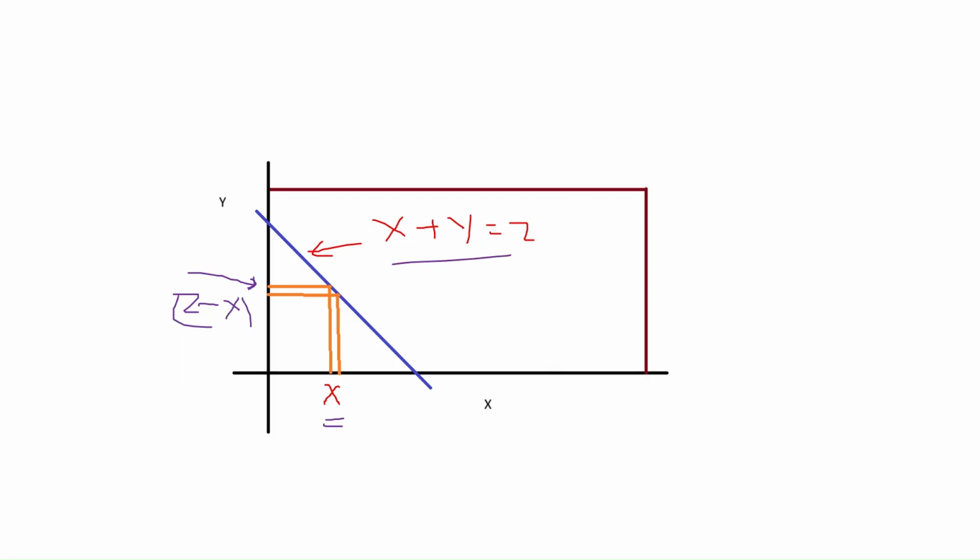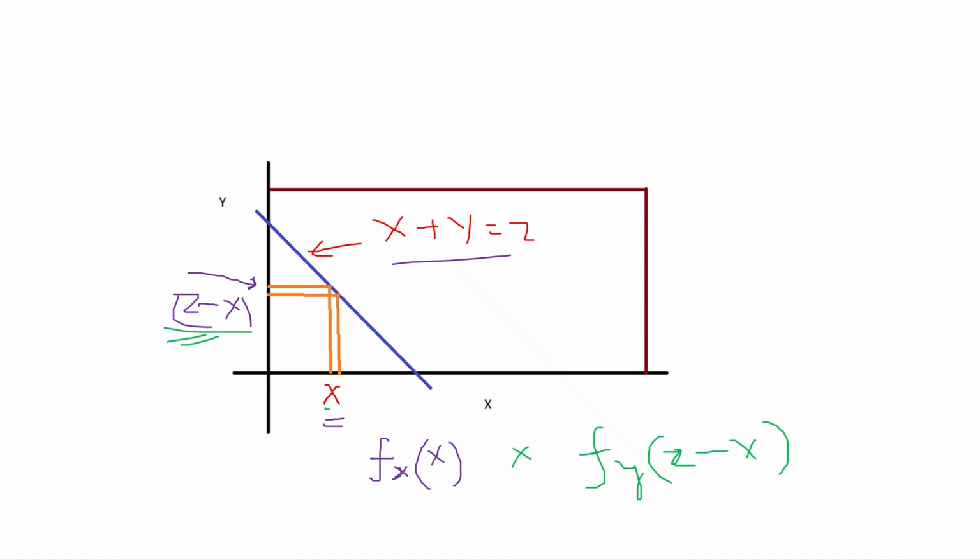Now our PDF for x was f of x. So what will be the PDF at this x? This would be f of x. And what will be the PDF at this y? This would be f of y, z minus x. Now, what will be the total probability that x is equal to x and y is equal to z minus x? It will be the product of these two.